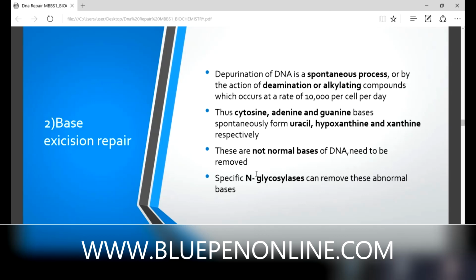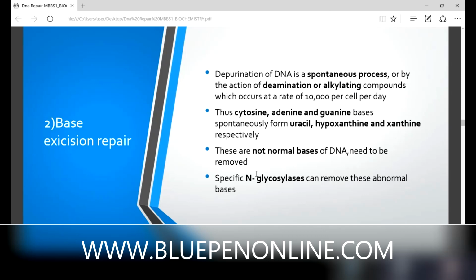Which are the three mechanisms for the formation of these abnormal bases? That may be a spontaneous process, deamination, or alkylation.